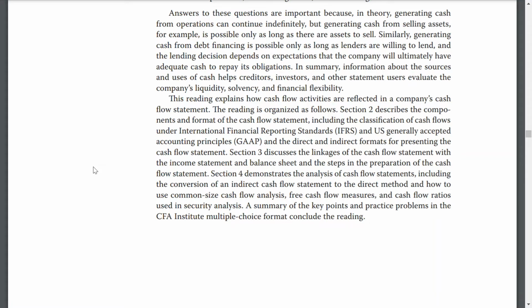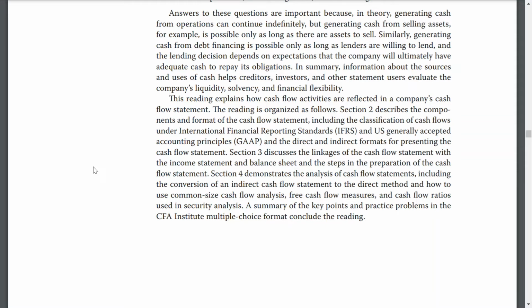Section 2 describes the components and format of cash flow statements, including the classification of cash flows under IFRS and US GAAP, and the direct and indirect formats for presenting the cash flow statements. Section 3 discusses the linkage of the cash flow statement with the income statement and balance sheet and the steps in preparing the cash flow statement.